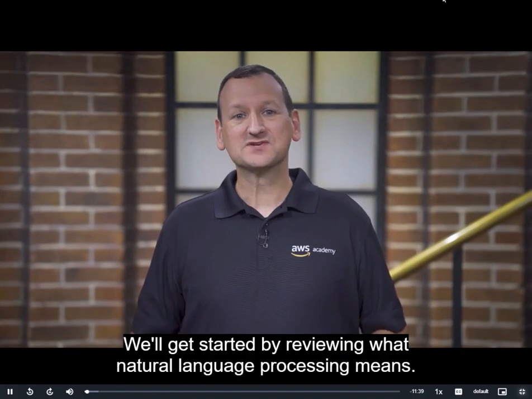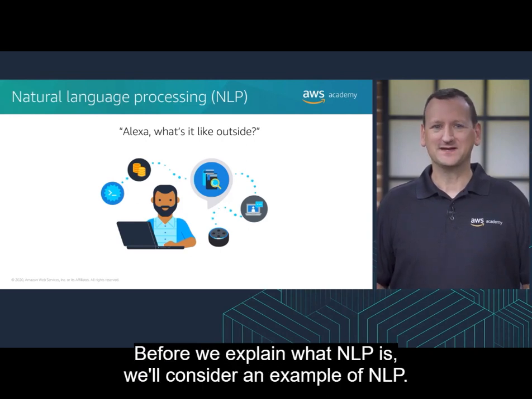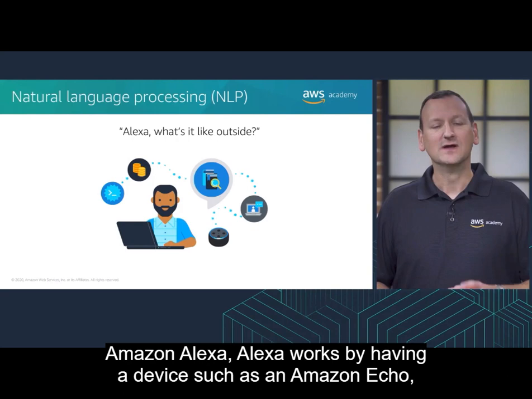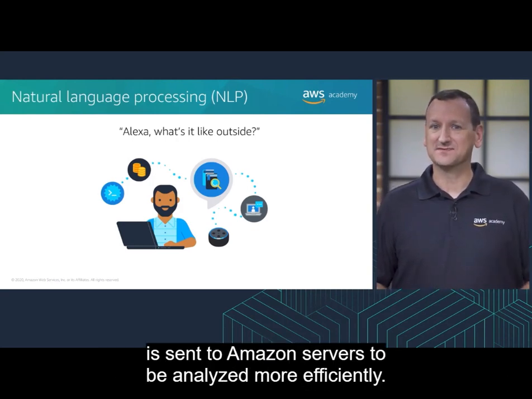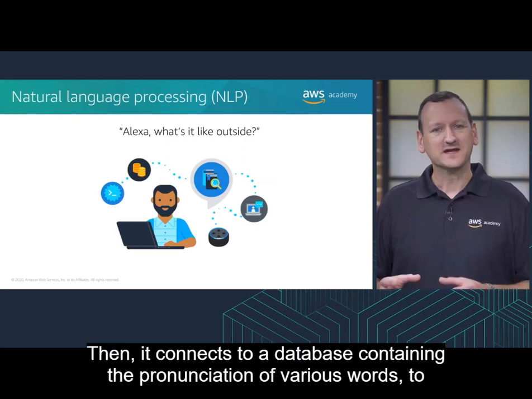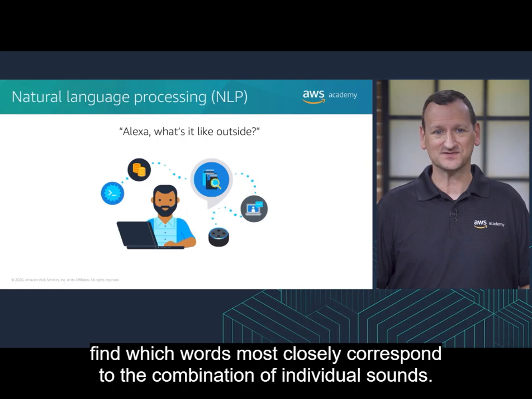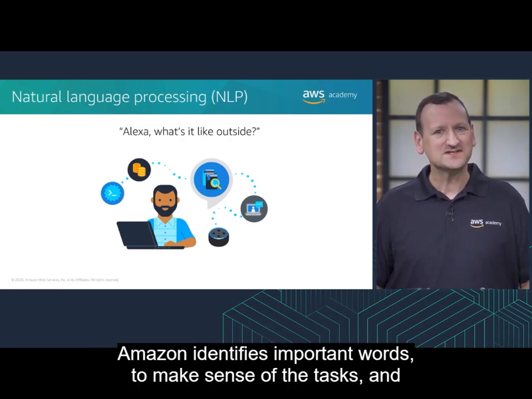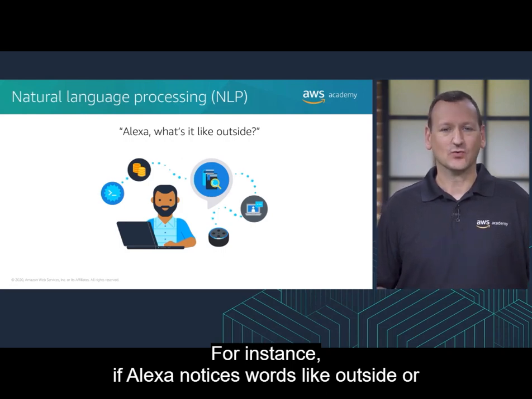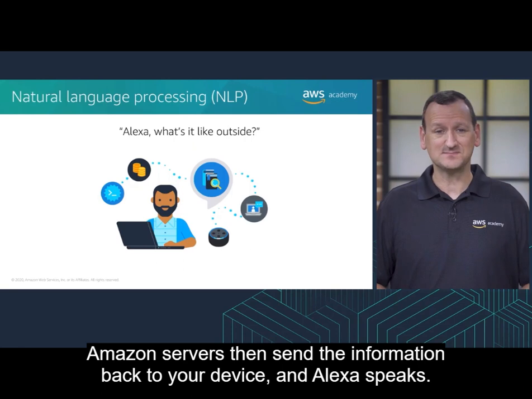We'll get started by reviewing what natural language processing means. Natural language processing is also known as NLP. Before we explain what NLP is, we'll consider an example of NLP, Amazon Alexa. Alexa works by having a device, such as an Amazon Echo, record your words. The recording of your speech is sent to Amazon servers to be analyzed more efficiently. Amazon breaks down your phrase into individual sounds. Then, it connects to a database containing the pronunciation of various words to find which words most closely correspond to the combination of individual sounds. Amazon identifies important words to make sense of the tasks and carry out corresponding functions. For instance, if Alexa notices words like outside or temperature, it will open the Weather Alexa skill. Amazon servers then send the information back to your device and Alexa speaks.